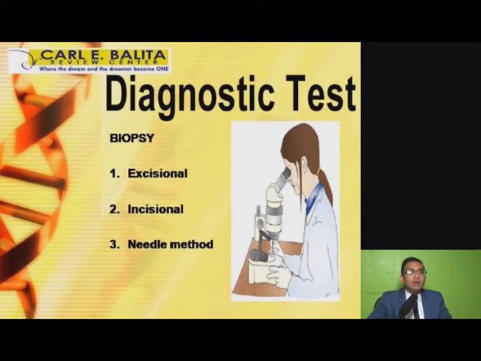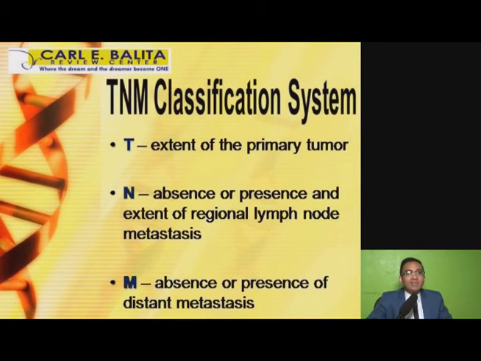So once again, pag sinabi nating excisional, that is the surgical or total removal of the tumor. Incisional, when the tumor is too large to be removed. Needle method, when it is only a suspected masses. Alright. Now, after that biopsy, it will be checked by a pathologist, it will be examined, and we will have your T, N, and M classification to determine the stage of cancer.